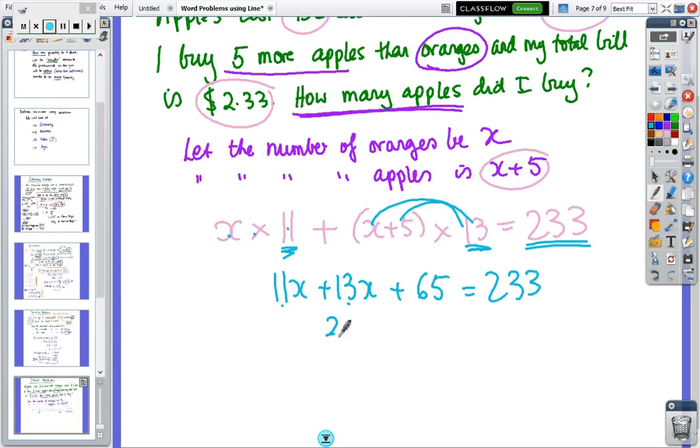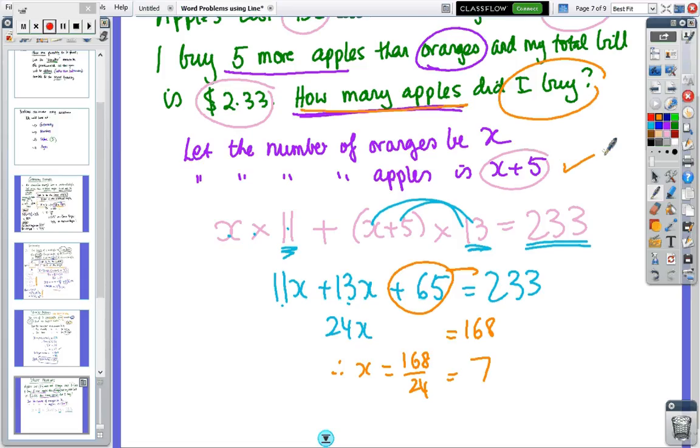11x plus 13x is 24x. And then take the 65 across to the other side, and get my calculator out. 233 minus 65 equals 168. So x equals 168 divided by 24, and you get 7. So the question is, how many apples did I buy?